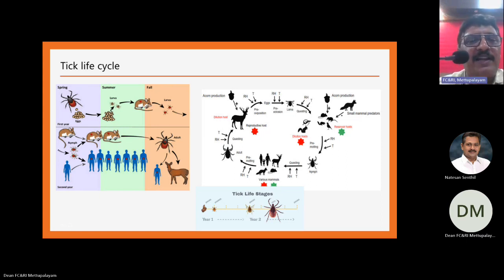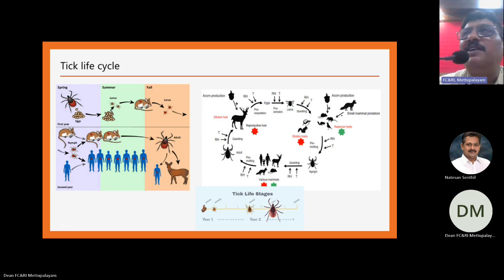Immediately what happens is, just before the fall, it latches onto one of the host species, not a prey, host. And if the host is having the bacteria, the larva will catch the bacteria, and then the larva becomes infected. Now come the next spring, it will molt and go into a nymph. After the first bloody meal, it molts and comes into a nymph, wherein you will find that it has got 4 legs.